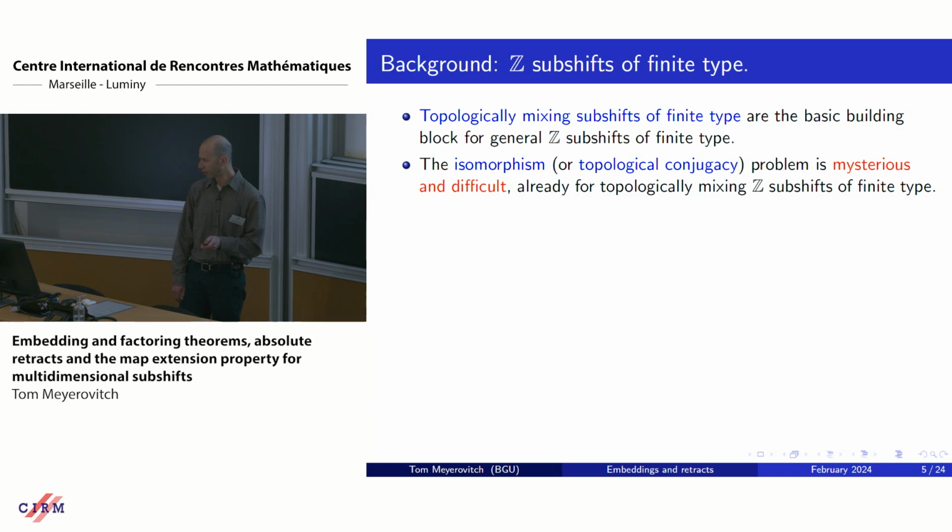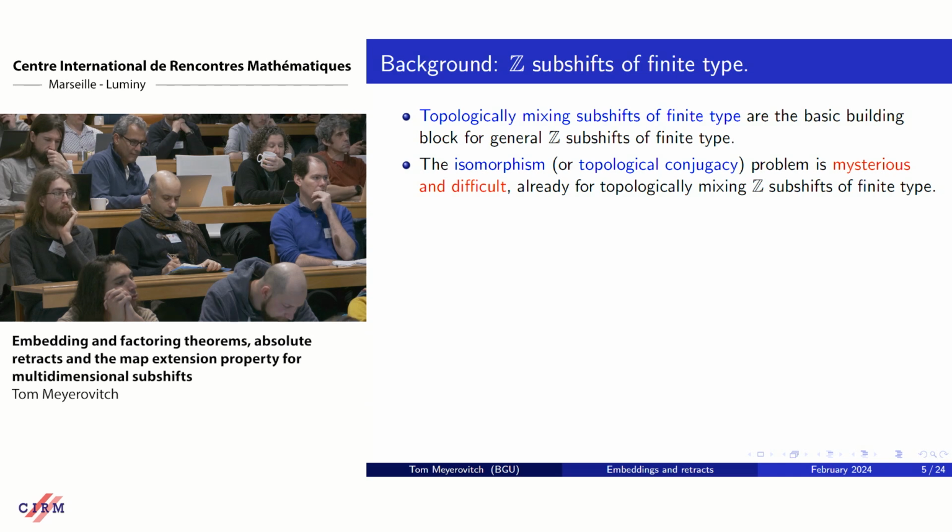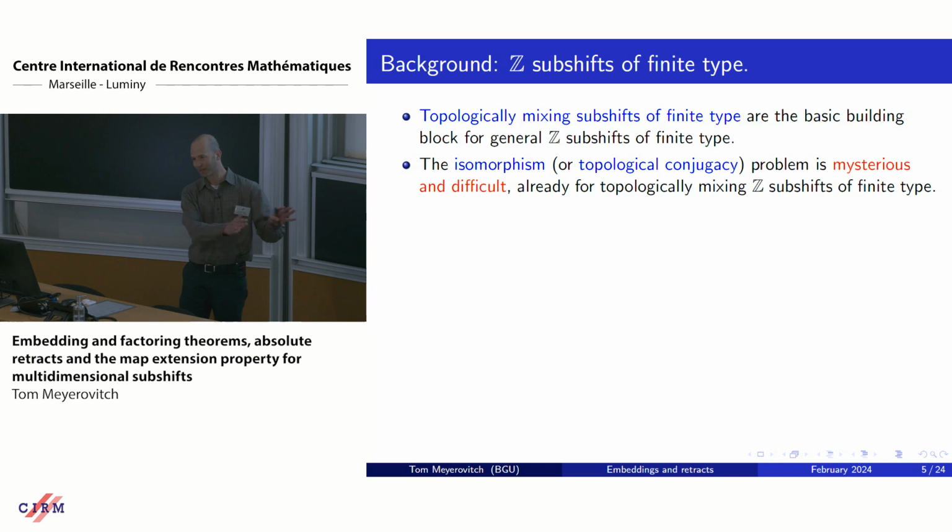Even in Z subshifts of finite type, there are certainly unsolved problems. The isomorphism problem is, I think, the most difficult and unapproachable one. I'm not going to say much about that, but keep that in mind as a warning: if you arrive at the point where you have to solve this, then you have to be very, very ambitious, or say, okay, let's leave that aside.